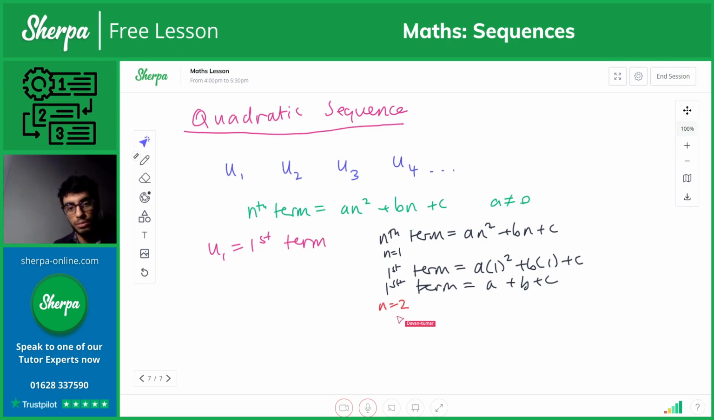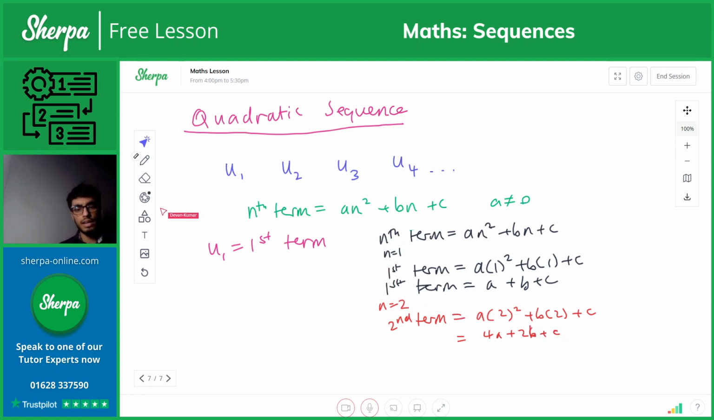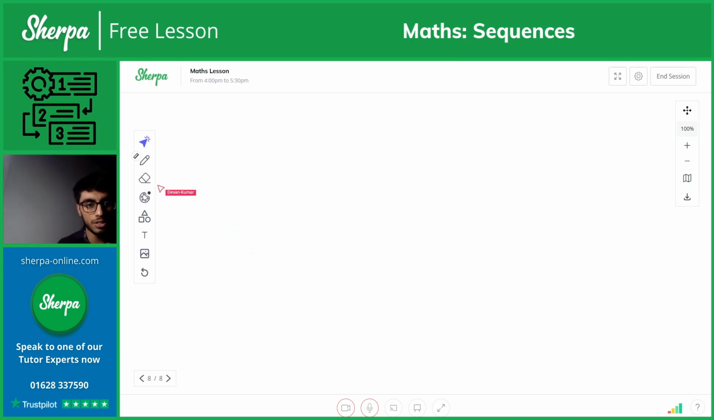If n equals 2, then the second term is a times 2 squared plus b times 2 plus c. So the second term is 4a plus 2b plus c. What I've realized is the c is still there, but we've got 4a and 2b instead of just 1a and 1b. So how can I use that information? Well, let's go to the next page.